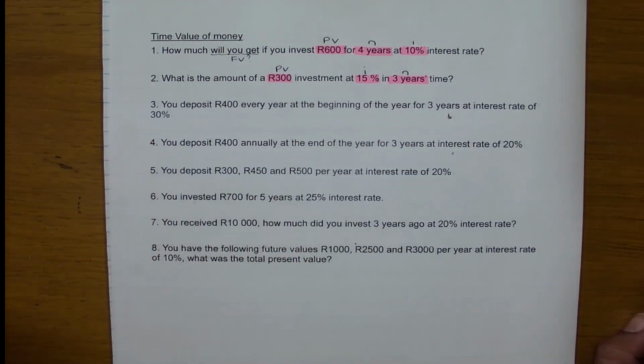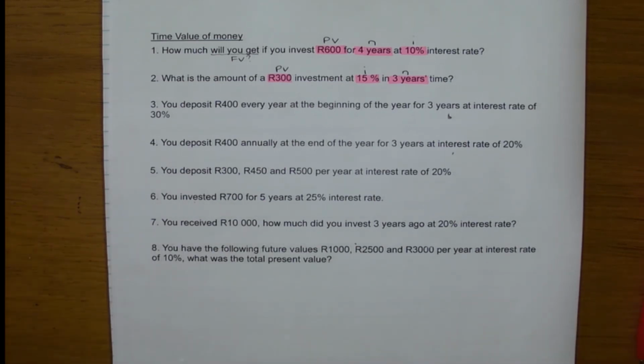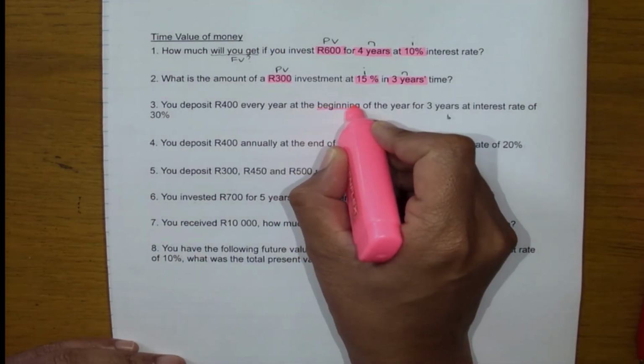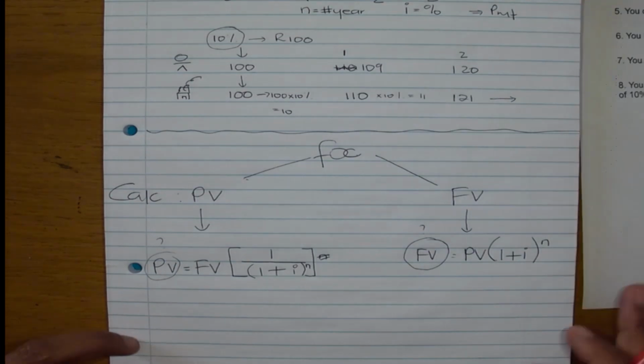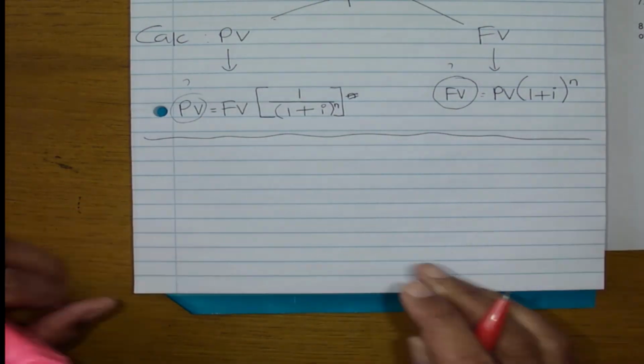The third one says, you deposit 400 every year. So that means you are going to deposit 400, 400, 400, 400 at the beginning of the year. Now this is important, at the beginning of the year, because you get two types of annuity. You will see that on the slides. You get annuity due and you get an ordinary annuity.